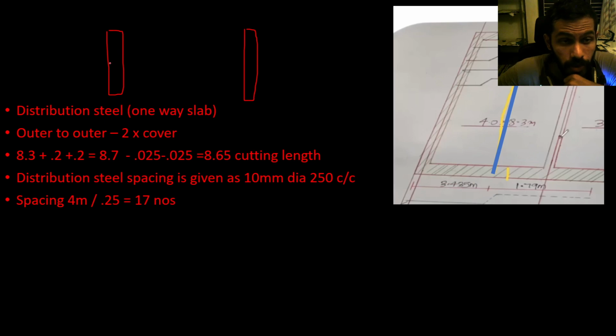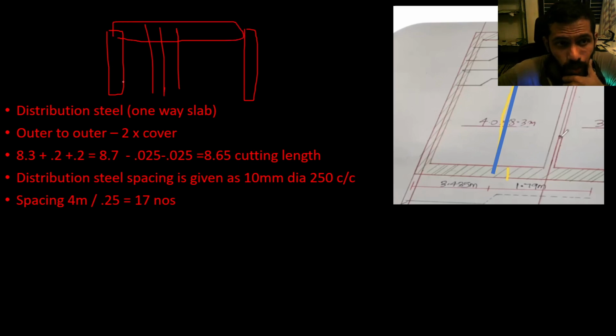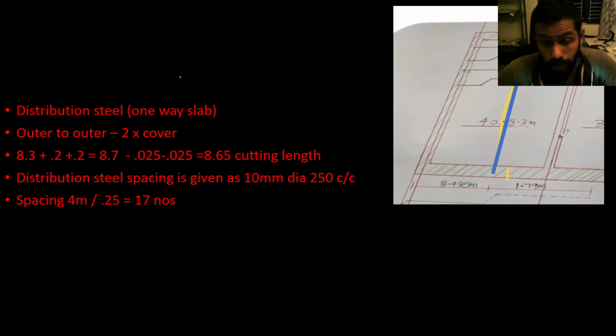When the bar is perpendicular to the support, we have distribution steel. That's it. Now, if the slab is two-way, we don't have any kind of distribution steel. The main bar and the alternative crank bar go in both directions. I don't know whether you understood or not.